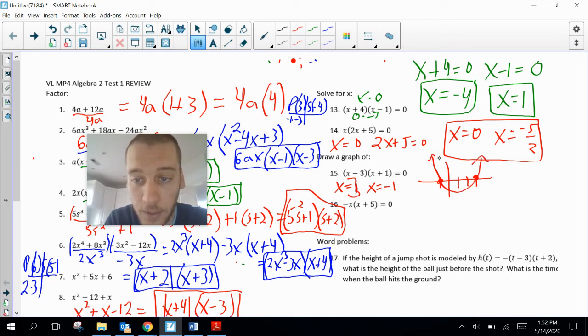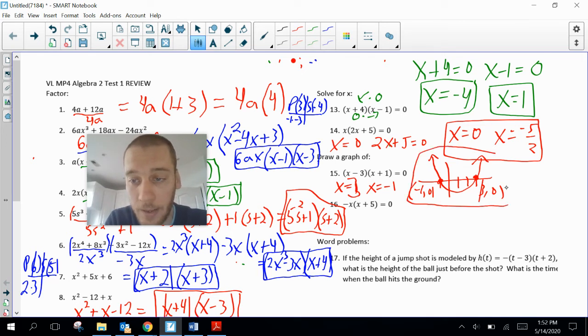So it doesn't have to be perfect, but we know it touches at negative 1, 0, and it also touches at 3, 0. So just do the best you can. Draw a graph that looks like this.